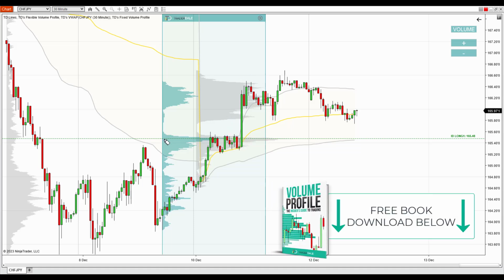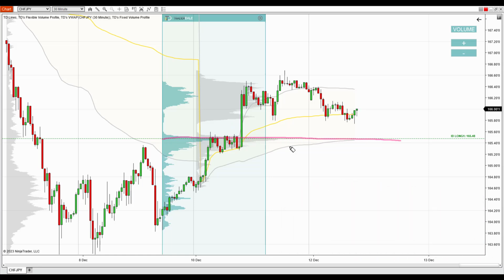So the level which I have here is at the beginning of that heavy volume zone, and I think that when there's a pullback to this zone, chances are that there'll be a reaction, as the buyers from here will want to defend this place and push the price upwards again.